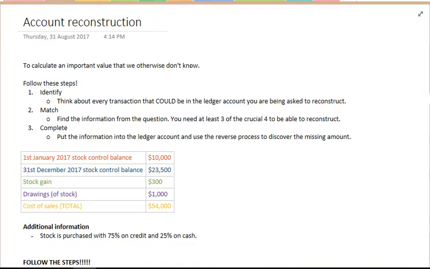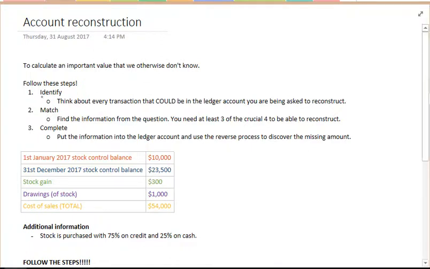An important tool in budgeting is being able to reconstruct accounts. What accounts we're talking about are ledger accounts from the general ledger. So the purpose of account reconstruction is to calculate an important value that we otherwise don't know. So we've got 3 steps.